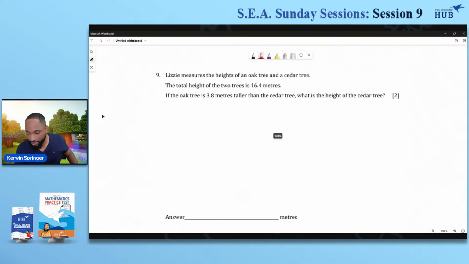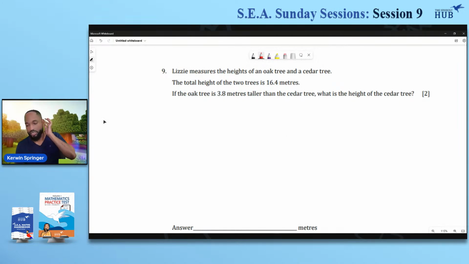Number 9. Lizzie measures the heights of an oak tree and a cedar tree. The total height of the 2 trees is 16.4 meters. If the oak tree is 3.8, wow, this is a quickie. So we have the oak tree. This time instead of drawing I can draw the block.